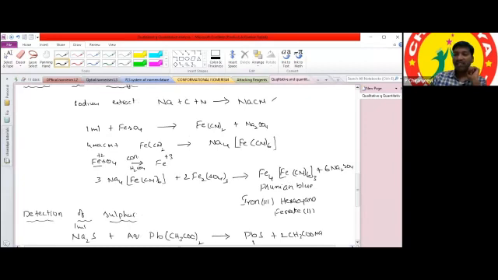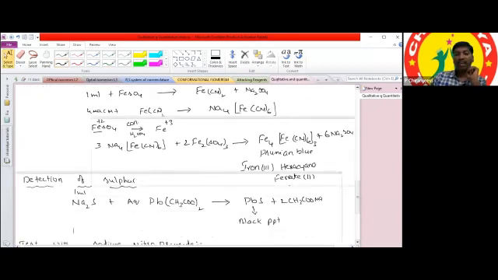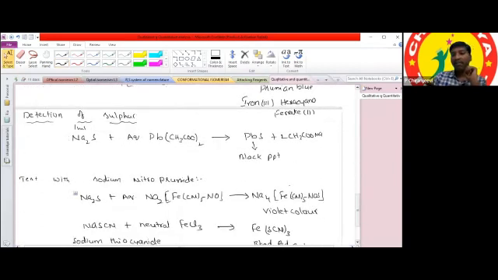Next, detection of sulfur. How can we identify sulfur? Again we take 1 ml of the lysine extract. If you add an aqueous solution of lead acetate, immediately you will get a black colored precipitate. That black precipitate indicates the presence of sulfur.